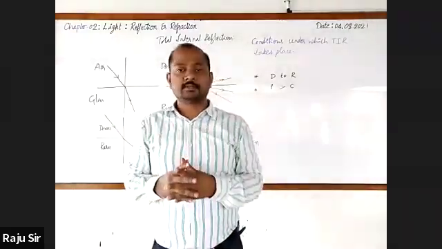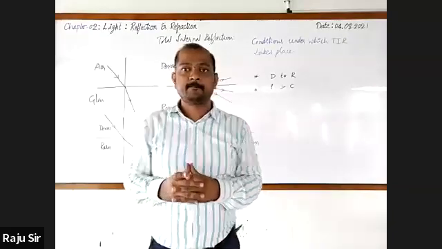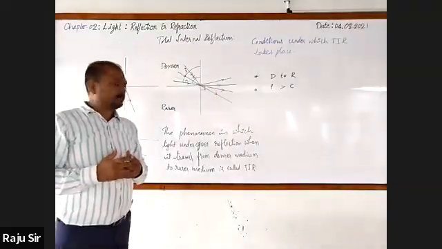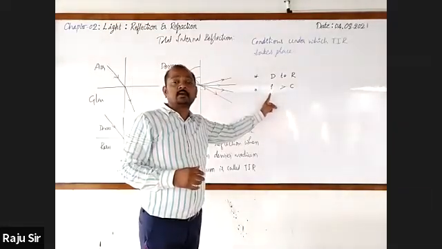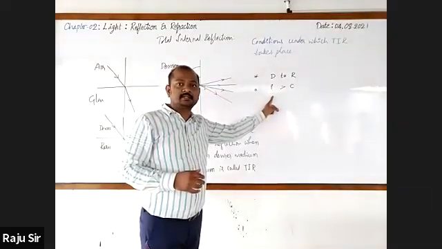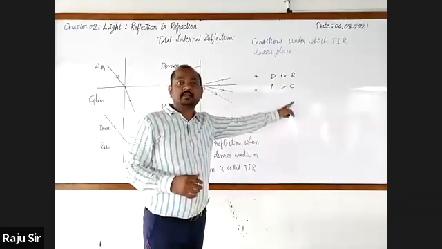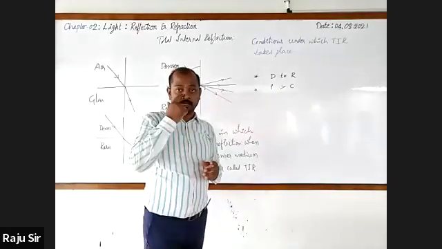Excuse me, sir, the syllabus. Sir, this chapter. Second point, one second, sir. Second point is when the angle of incidence is greater than the critical angle.